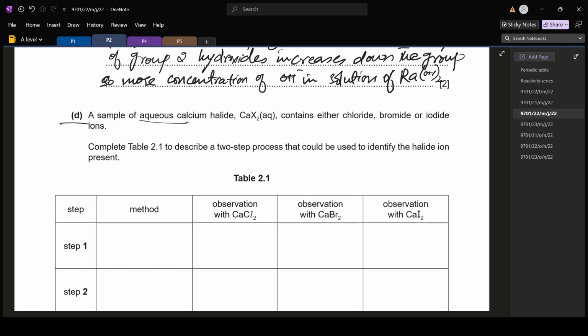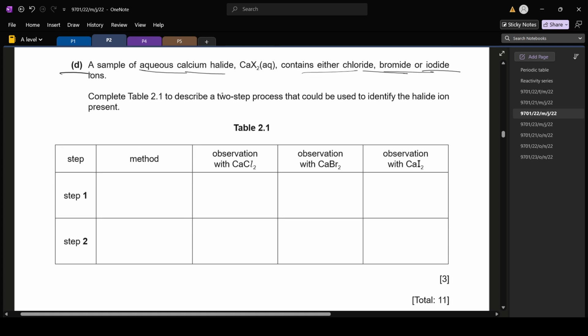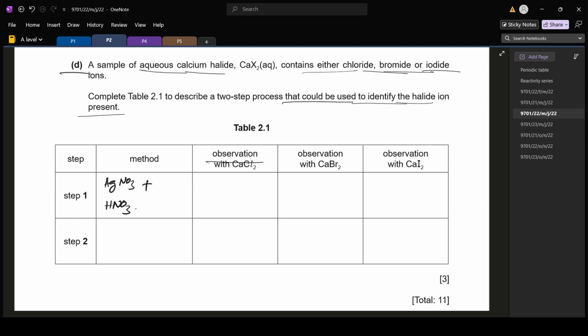Part D. A sample of aqueous calcium halide contains either chloride, bromide, or iodide ions. Complete table 2.1 to describe a two-step process that could be used to identify the halide ion present. In the first step we will use silver nitrate plus nitric acid. This is the test for halide ions. With chloride it forms a white precipitate of silver chloride, with bromide ions a cream precipitate, and with iodide ions a yellow precipitate.